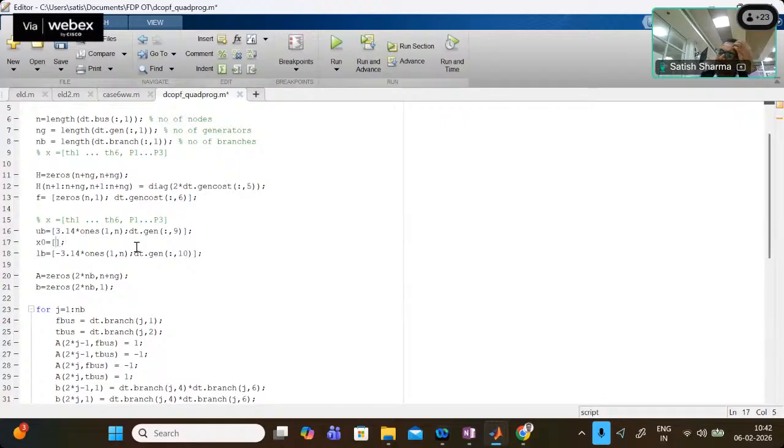Now, let's say sometimes we also provide some initial value x naught, so angles will be at 0. We know that angle should be at 0 position initially, and power generation should also be 0. So I will put zeros, and I will use basically n plus ng comma 1. So yes, simply, I don't even need these brackets. So this is my x naught. Okay, so all the 9 values, and let's see if some mistake I have made here as well.